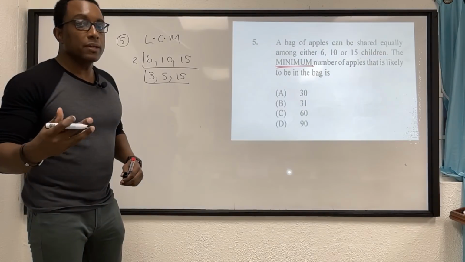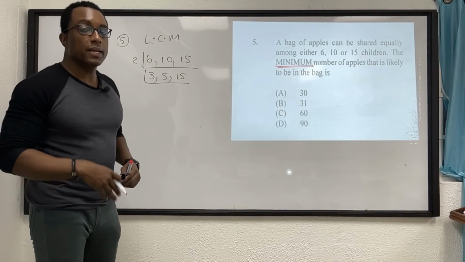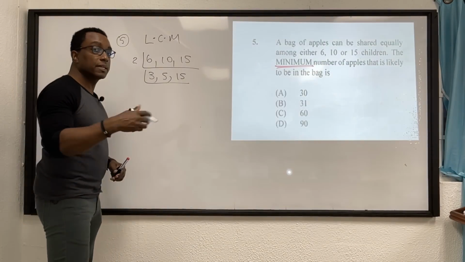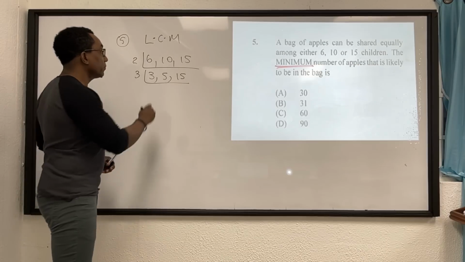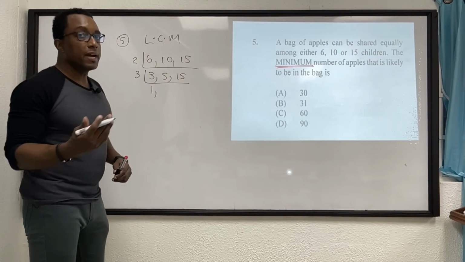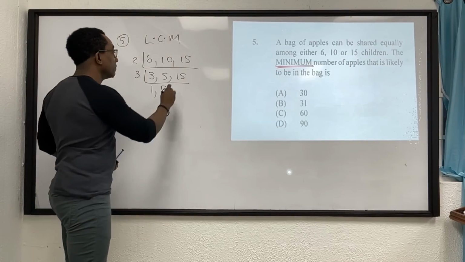Normally you continue dividing 2, but in this case, we cannot continue dividing 2 because 2 cannot divide exactly into any of those numbers. We move to the next prime number, which is 3. So we divide 3 exactly into 3 to give us 1. 3 cannot divide exactly into 5, so we bring down 5. And 3 into 15 is what? 5.